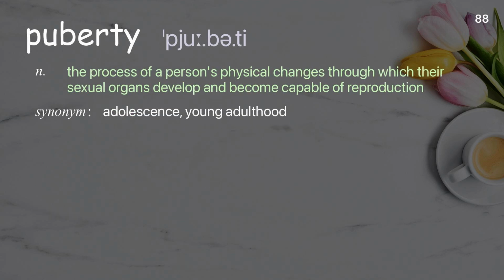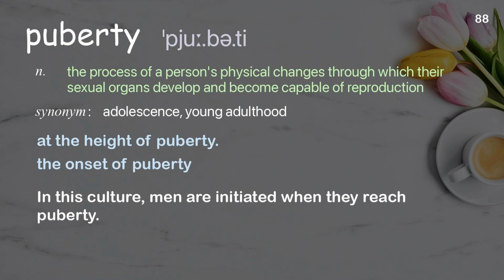Puberty. The process of a person's physical changes, through which their sexual organs develop and become capable of reproduction. Examples: At the height of puberty. The onset of puberty. In this culture, men are initiated when they reach puberty.